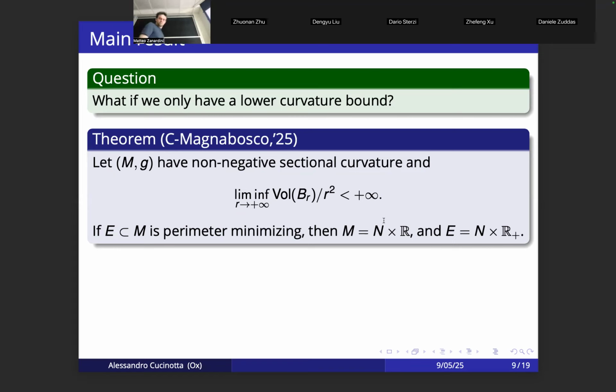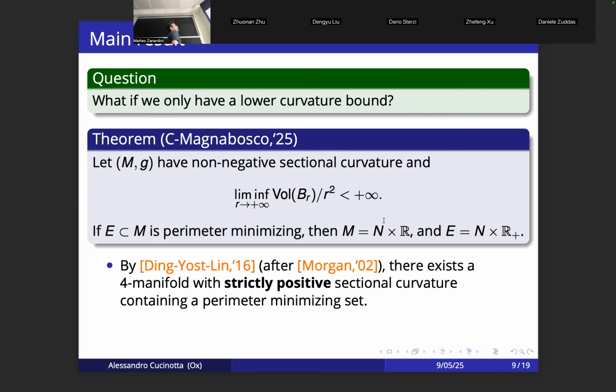Let me make a few comments. The first comment is the example that I was mentioning earlier. So there are 2 key assumptions here: the non-negative sectional curvature and the volume assumption. If you remove the curvature assumption, it's very easy to see that the result is false. Simply take S1 times R, take S1 times R plus as the perimeter minimizing set, and then perturb the metric far away from the boundary. This will not have non-negative sectional curvature, and the theorem fails.